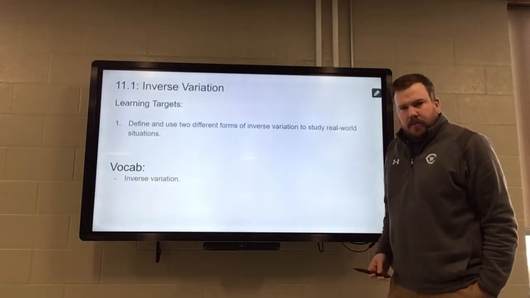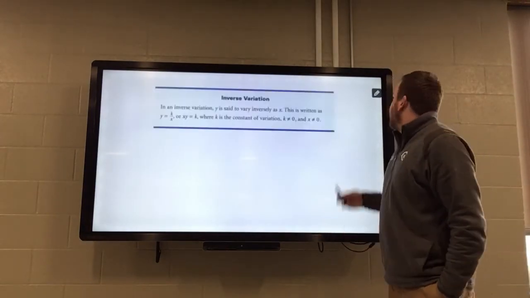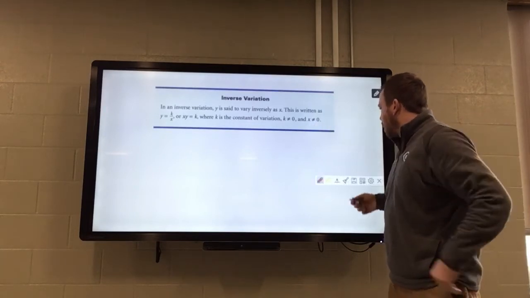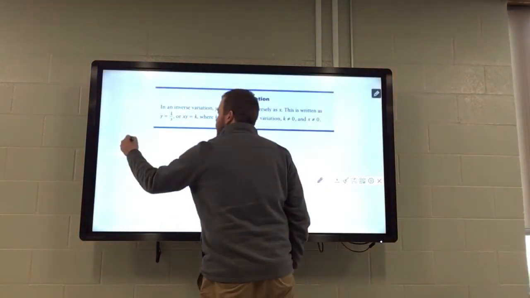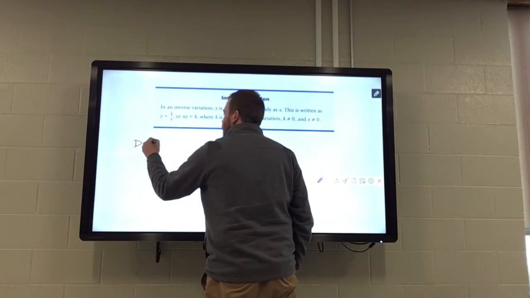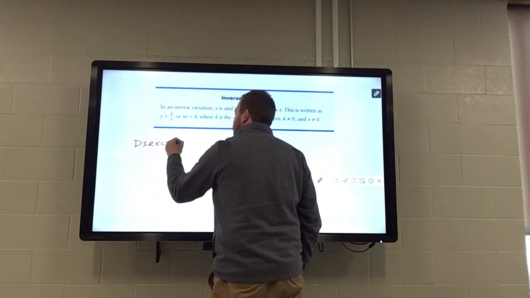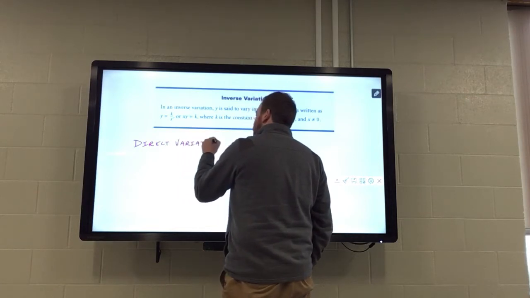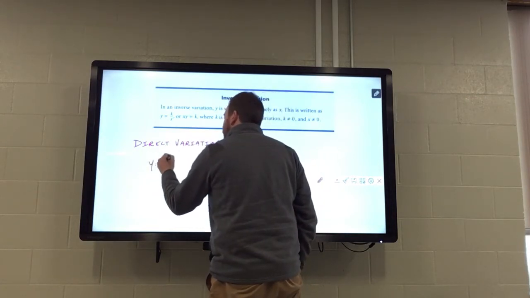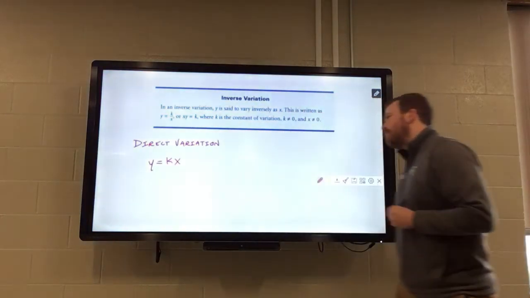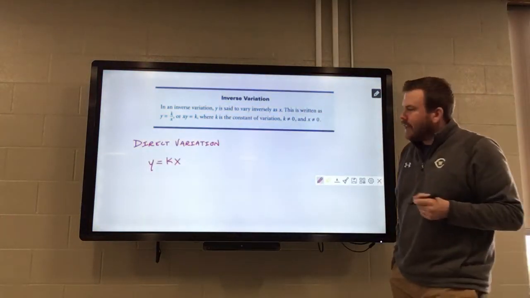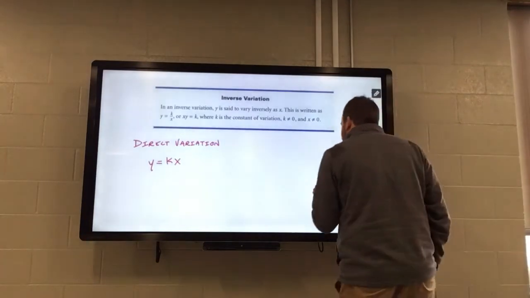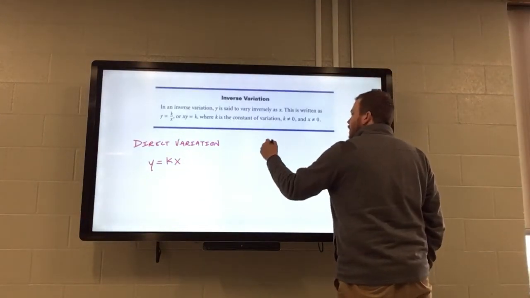So let's get started. What is inverse variation? In the past we have talked about direct variation. With direct variation, we use this formula, y is equal to kx. Okay? And the thing about this is as x gets bigger, y will get bigger with it. What we're going to do now is inverse variation.